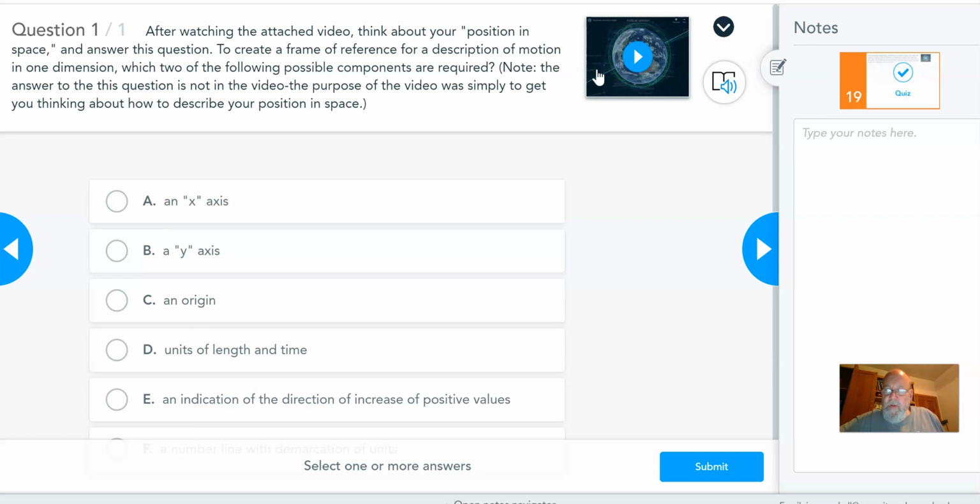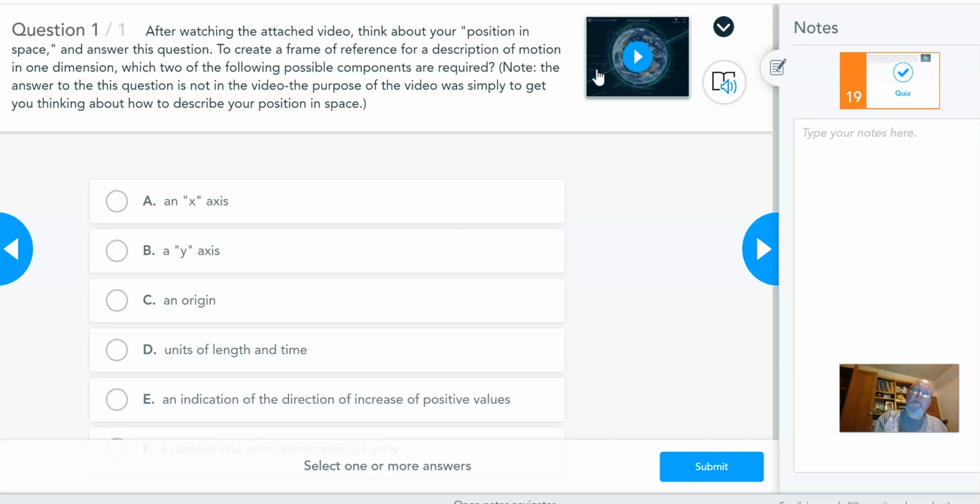And so after watching the attached video, think about your position in space and answer this question. To create a frame of reference for a description of motion in one dimension, which two of the following possible components are required? I've said note the answer to this question is not in the video. The purpose of the video was simply to get you thinking about how to describe your position in space.